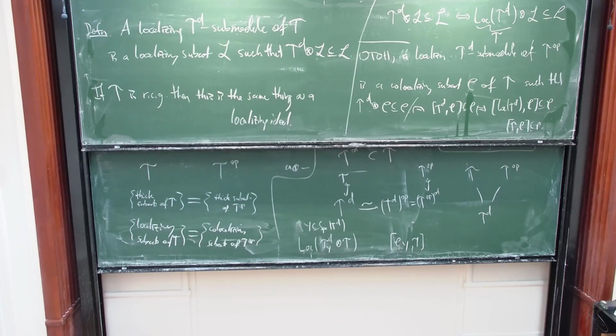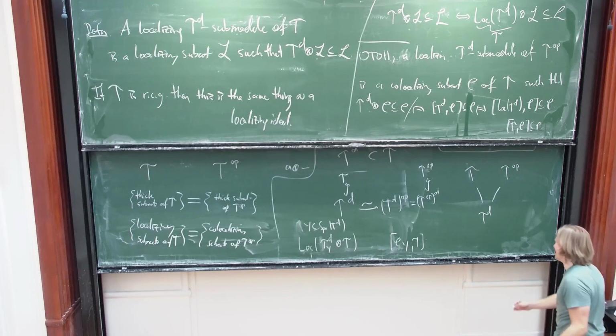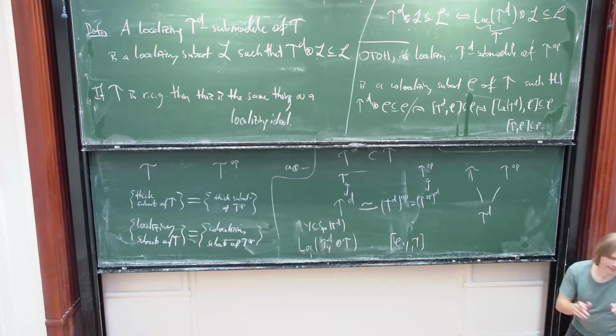Yeah. So that's 4. Yeah, that's 4. 5 is the original uniqueness theorem for classifying colocalizing coideals. If you want to classify colocalizing coideals, you have cosupport. 4.5. Okay, anyway, I'll stop there.